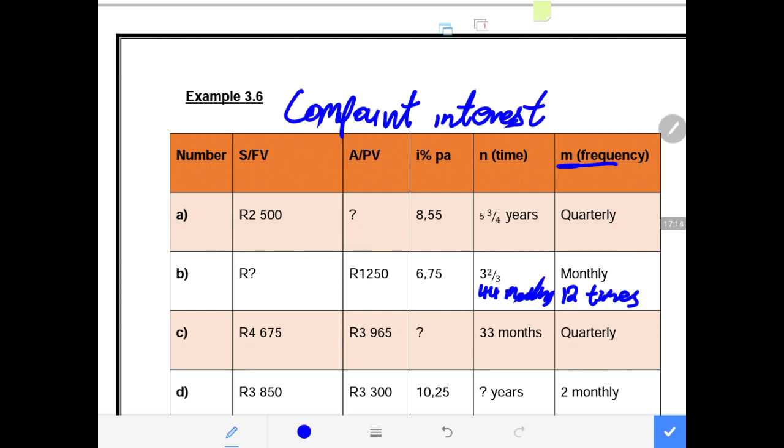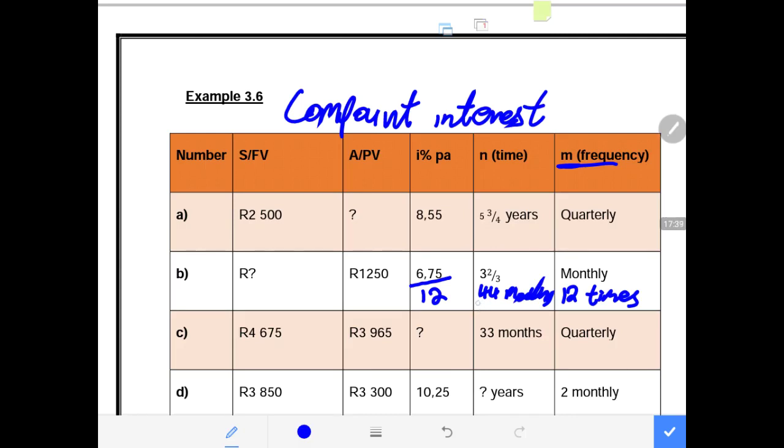And our I must be divided by the number of compounds in a year. There are 12 compounds in a year if the interest is compounded monthly, because there are 12 months in a year. So now we need to be focusing on that. And for 44, we ask, how many compounds do we have? It is 12 compounds. So now this is already 44 months.